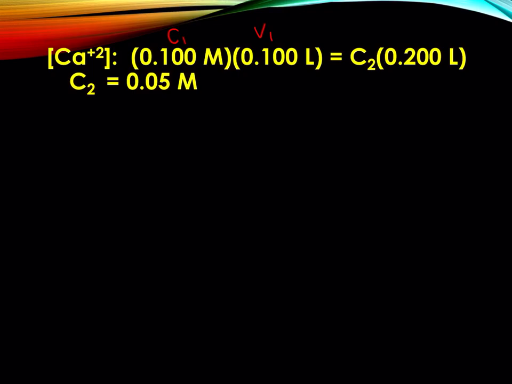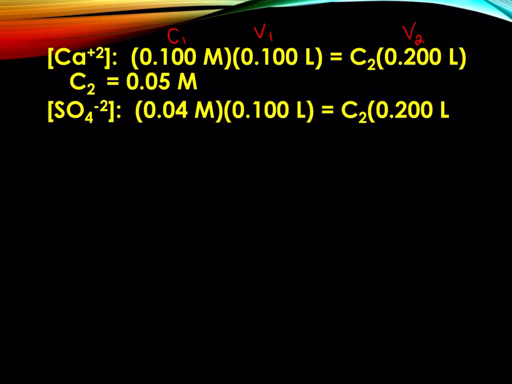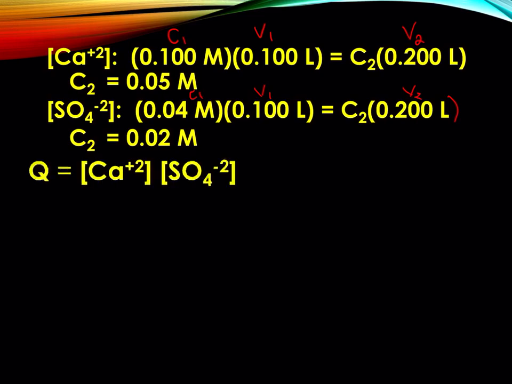So this is C1 in the question, 0.1, and 100 milliliters. It actually doesn't matter if you leave it as milliliters or liters. C2, that's what we're looking for, and the volume is V2. So you rearrange and get 0.05. Same thing with sulfate, C1 from the question, V1 from the question, and V2, once you add them together, is 0.2.